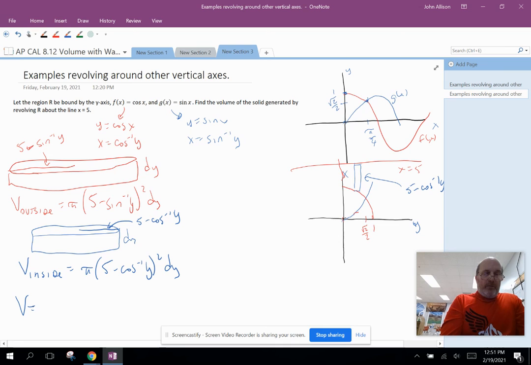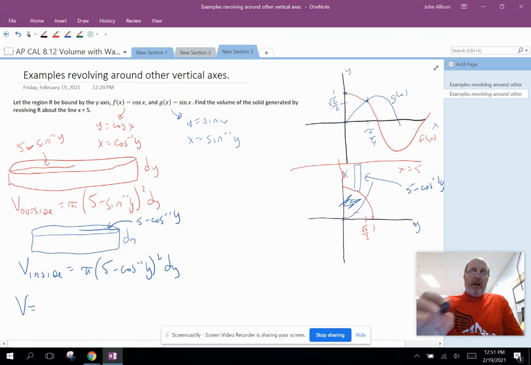So the volume that I'm looking for, that's one single washer, and we're integrating from y equals 0 to, so that we get this region rotated about the line x equals 5, y equals square root of 2 over 2. So this is going to be pi times the integral from 0 to the square root of 2 over 2. And the outside is going to be 5 minus.